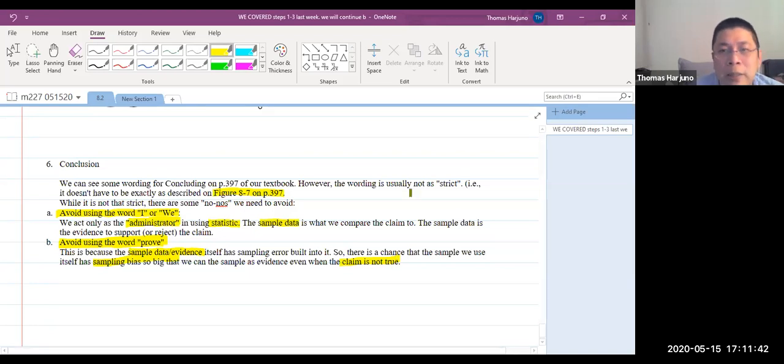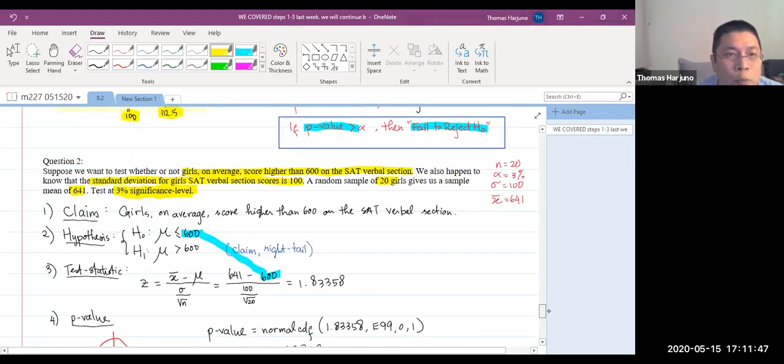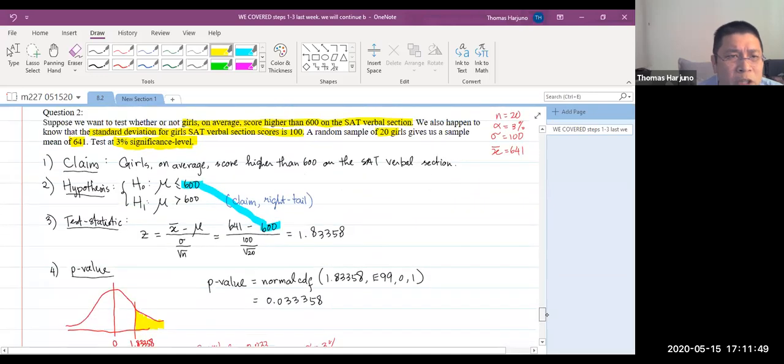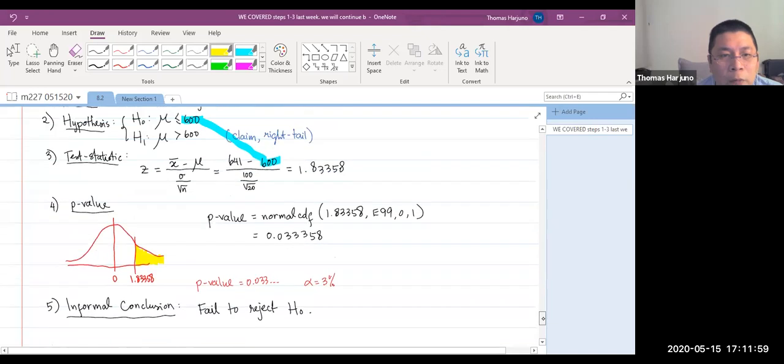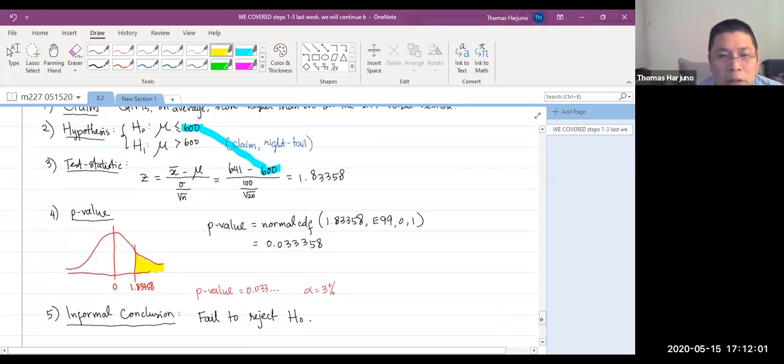Now, let's apply this in the questions we have above. Suppose I go back to this question 2, the most recent case. Suppose we want to test this situation here, and then we come up with the informal conclusion, fail to reject the null hypothesis. Now, if we fail to reject the null hypothesis, which of these two do we support? Do we support the null hypothesis or the alternate hypothesis?